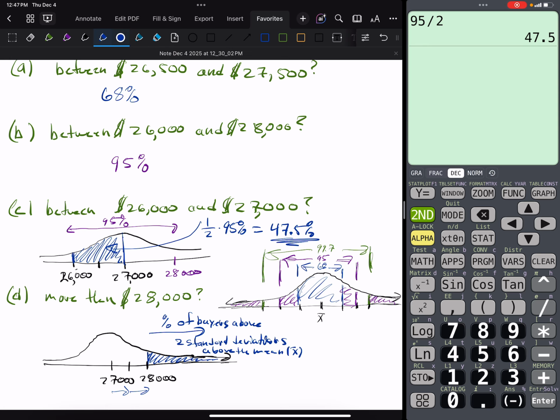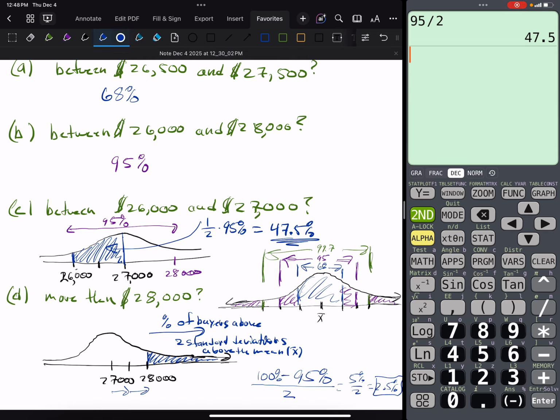And so I have my 95%, and then 100% minus that to get both tails. And then to ignore one of the tails, I'm going to divide by 2. And that's going to give me 5% over 2. And that's going to give me 2.5% of my buyers for part D there.